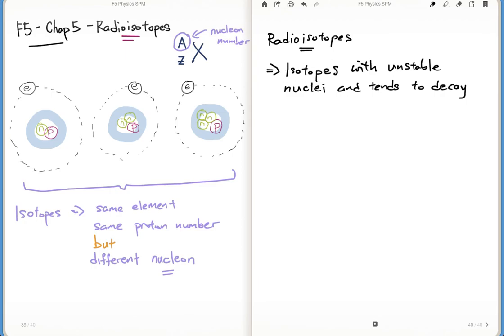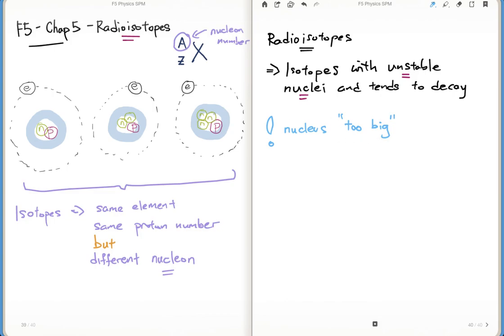But then this isotope tends to decay, meaning tends to break, or they have this word called unstable nuclei. Okay, what does it mean by unstable nuclei? It means, whenever a nucleus, they are considered too big. Okay, too big.